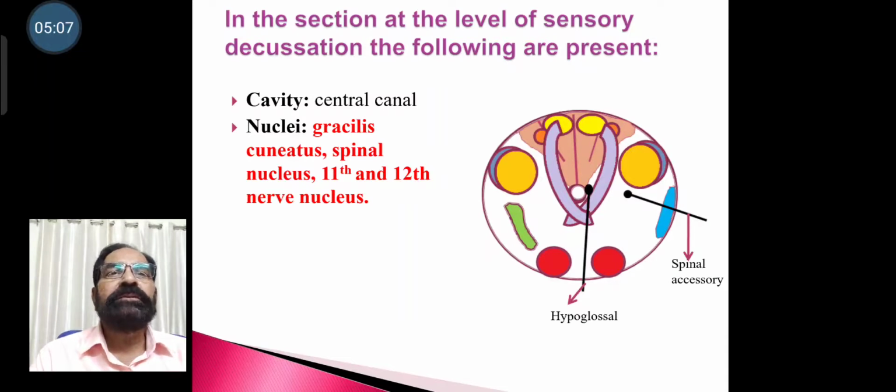Then we go to sensory decussation, and at the level of sensory decussation, the cavity is the central canal, and the nuclei are, as you can see, gracile nucleus, cuneate nucleus, spinal nucleus of trigeminal, then spinal accessory, and the hypoglossal nucleus. So the nuclei are 5 here: gracilis, cuneatus, spinal nucleus of trigeminal, spinal accessory, and the hypoglossal nerve.